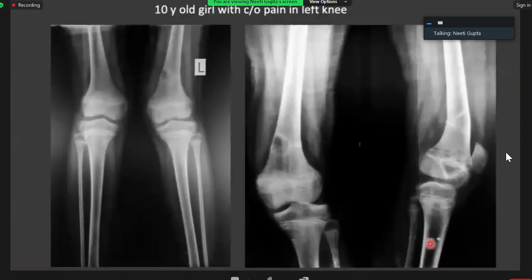So this was a case of a 10-year-old child, a girl with pain in left knee. So we do see this benign lytic lesion in the distal femur in the metadiaphyseal region with a thin sclerotic rim. But do these cause pain? And what do you think is the cause of pain in this patient?